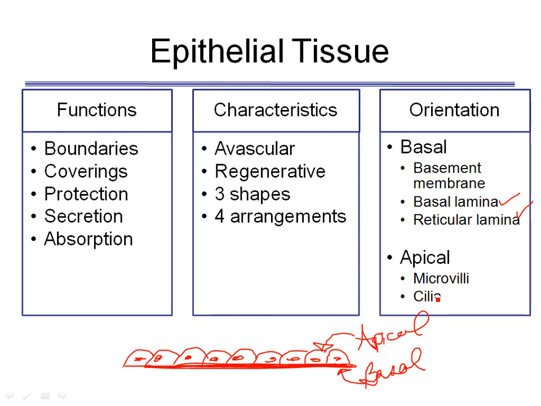Lastly, on the apical layer, if cells in this tissue are going to have cilia or microvilli, those will be present on the apical surface. Makes sense because that's what's exposed to the environment. So let's go look at them.